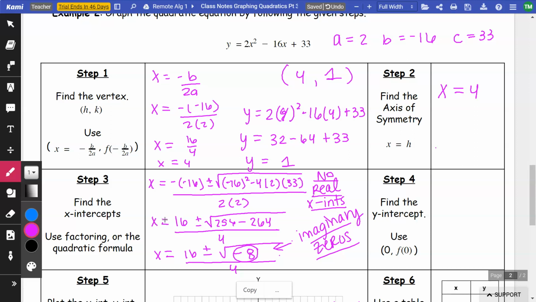Step 4, find the y-intercept. All we have to do is plug in 0 for x. So y is equal to 2 times 0 squared minus 16 times 0 plus 33. So y is equal to 0 squared is 0, times 2 is 0, minus 0 plus 33. So y is equal to 33. So we have a y-intercept at (0, 33).